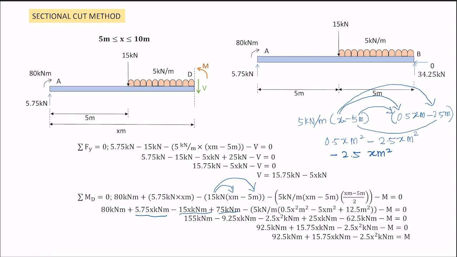And lastly, this one multiplied with the other side. Negative 5 meter times negative 2.5 meter, it is plus 12.5 meter power of 2. So if you simplify, it becomes 0.5 X meter power of 2 minus 5X meter power of 2 plus 12.5 meter power of 2. So this is it. Then you multiply with this 5 kilonewton per meter, multiply each one of these.